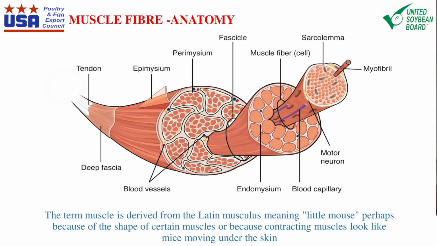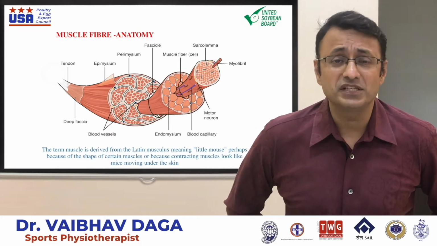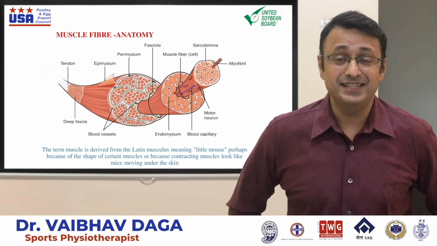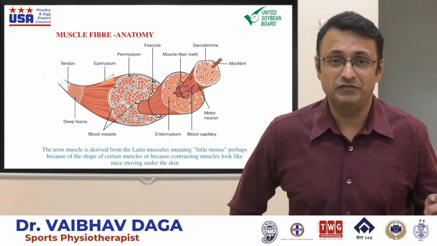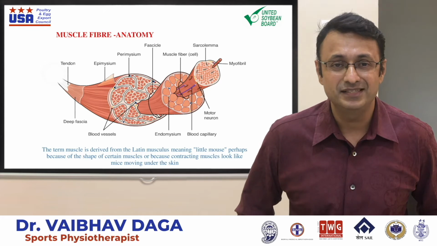The term muscle was derived from a Greek word called musculus, which means a little mouse. It was basically called that way. As you can see, if you contract a bicep muscle, you see a small mouse popping out of your arms. It's something like that.